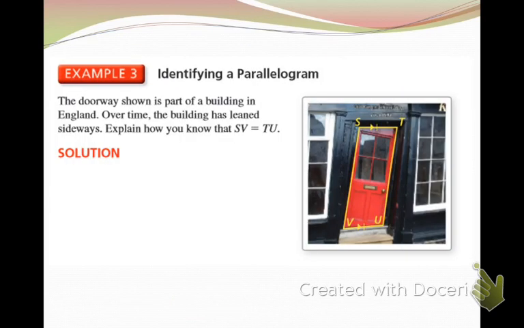So the second, this is kind of like an explain question, not really any math. The doorway shown is part of a building in England. Over time, the building has leaned sideways. Explain how you know SV is equal to TU. It's actually saying SV, as in the length of SV, and the length of TU are going to be congruent. So what I notice is that there's a triangle and a line.